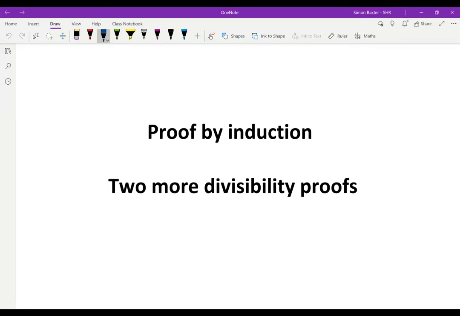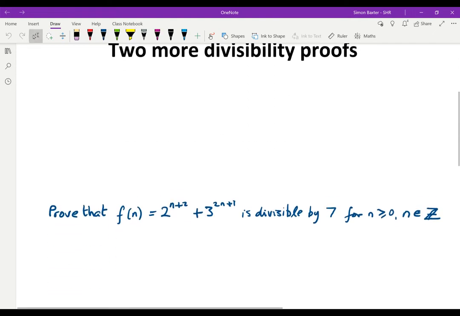In the previous video, I looked at one or two proofs by induction concerned with divisibility. Now we're going to look at two more, just slightly more complicated, but not really any more difficult. So here comes the first one.